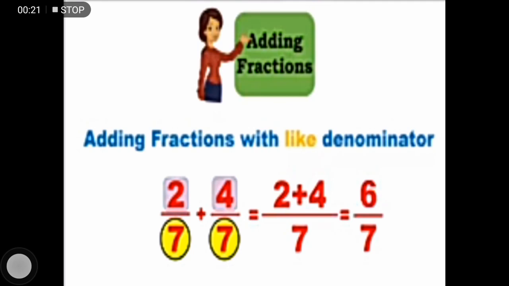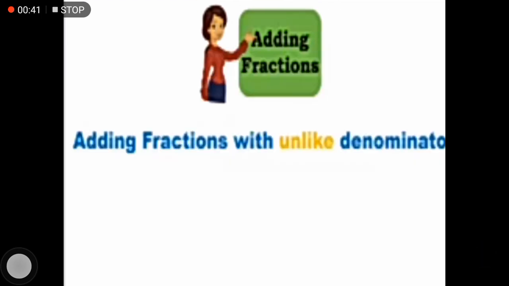Now, in front of you, there are two fractions. The first one is 2 over 7 and the second one is 4 over 7. As the denominators are the same, we are not going to do anything to the denominators. We will just write it once and we are going to add the numerators only. So 2 plus 4 will give you 6. So the fraction will become 6 over 7.